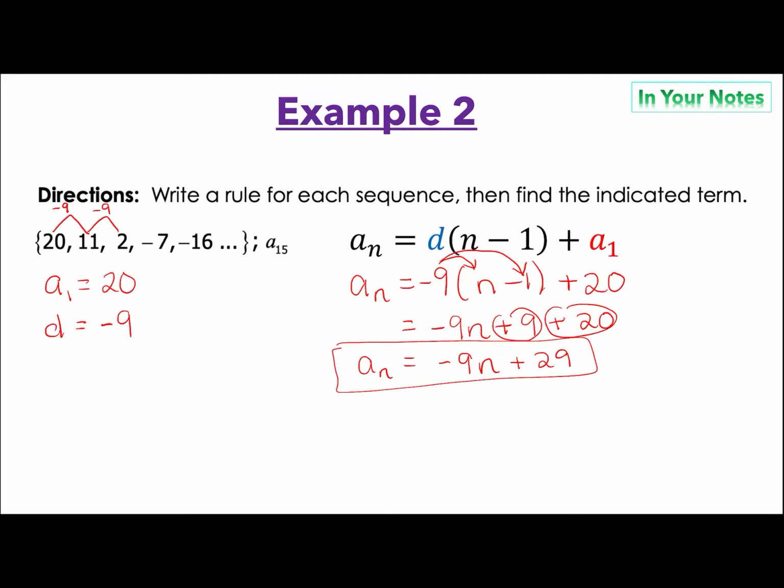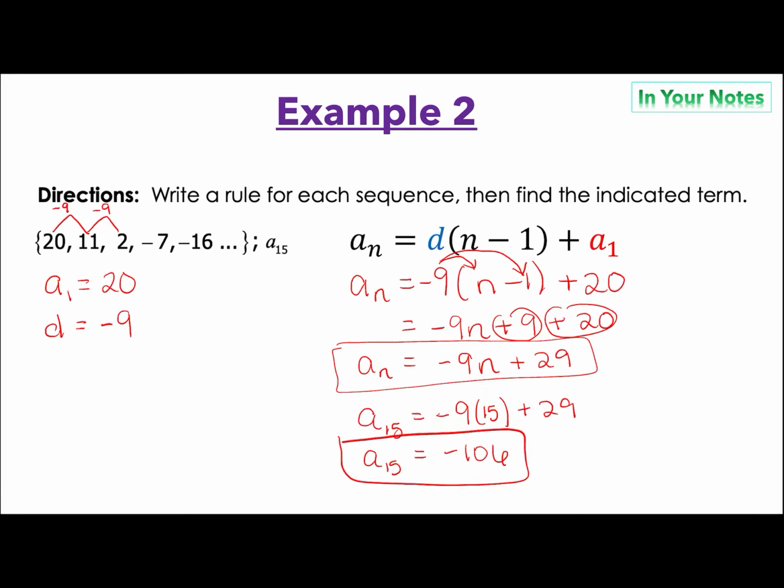Okay. The next thing we need to do is find the indicated term. That indicated term is right here, a sub 15. So as you can see, 15 is in the same spot as that n. So that means that we're going to replace n with 15. So we got negative 9 times n, which is 15, plus 29. Put that in the calculator exactly as it looks, and you're going to get negative 106. So a sub 15 is equal to negative 106.